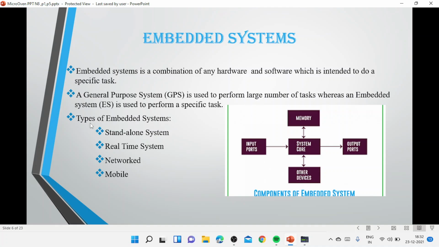There are several types of embedded systems. Let me explain one by one. Those are standalone systems, real-time systems, networked systems, and mobile systems. These are the components every embedded system should have: taking inputs from the ports, the system meaning processing, memory and other devices, and then the output.